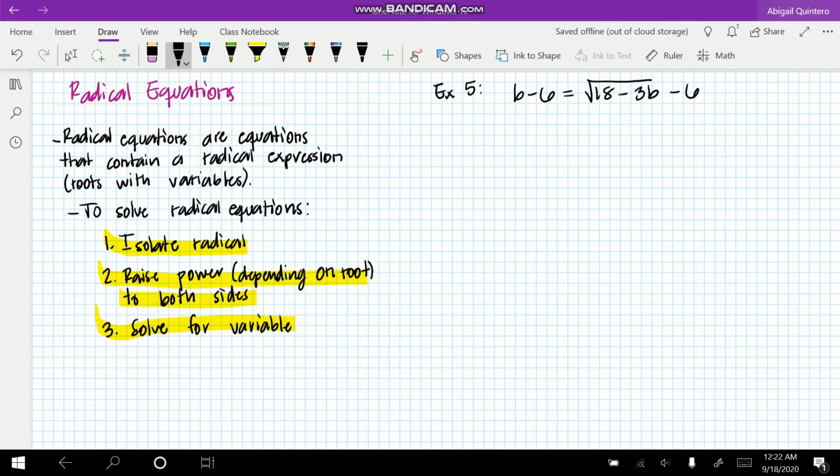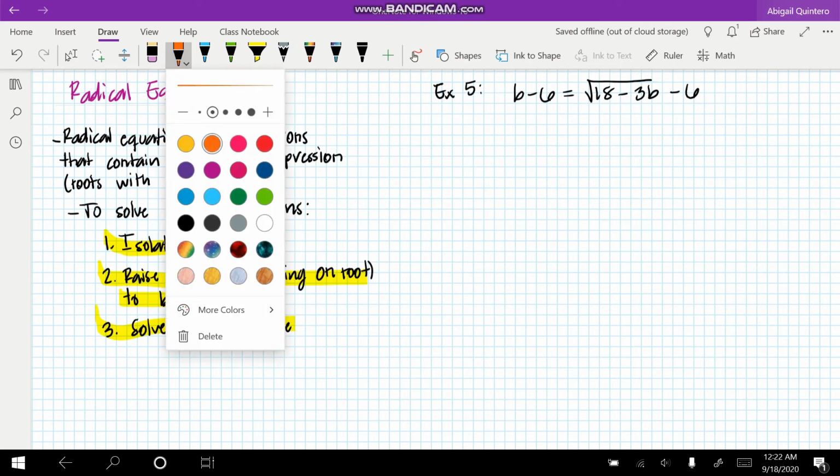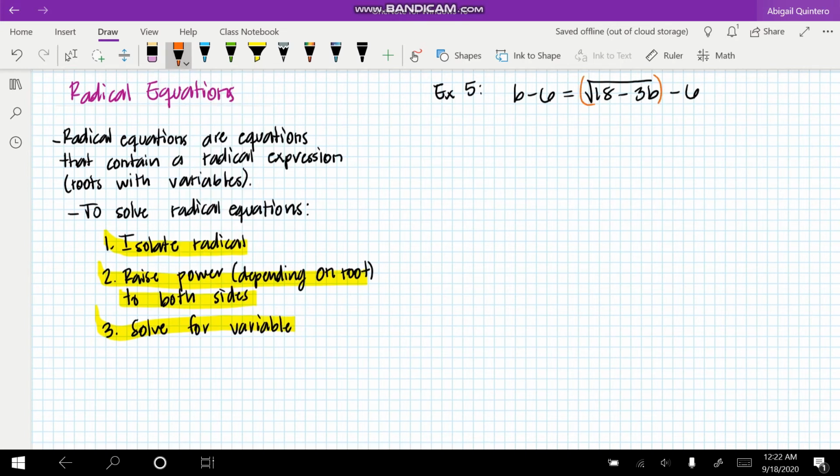So step number 1 is to isolate the radical. We want to leave this piece by itself on that side of the equation, right? So we need to get rid of that negative 6. We get rid of it by adding, because it's a negative, so we do the opposite. This cancels, and then here I'm noticing that negative 6 plus 6 is also going to cancel out. And then we have the square root of 18 minus 3b.